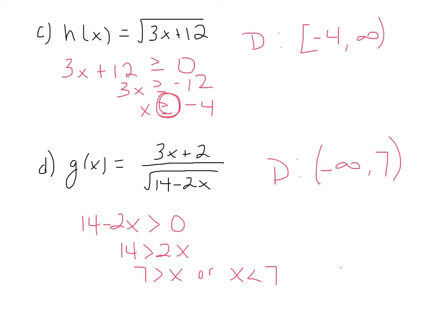So we looked at an example of something that's defined for all x's, a quotient where there's a restriction in the denominator, a radical which has a restriction, and then a quotient with a radical which has a similar restriction but just a little bit different.